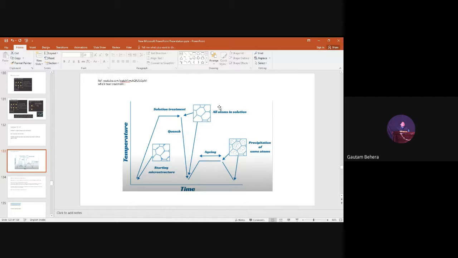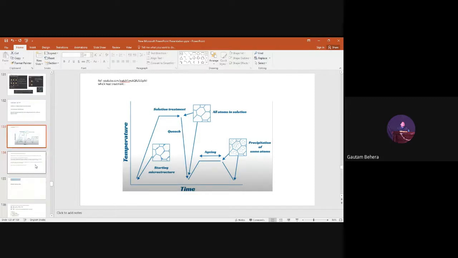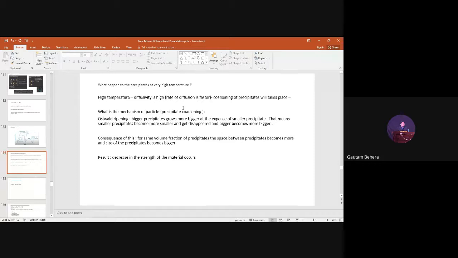This is a very good image showing temperature versus time for precipitation strengthening, right? And now the question is, what happens to the precipitate at very high temperature? You understand, when the temperature is very high, diffusivity is high, right? The rate of diffusion is faster at very high temperature. So what will happen? It will result in the coarsening of the precipitate. So the precipitate becomes coarser, right?